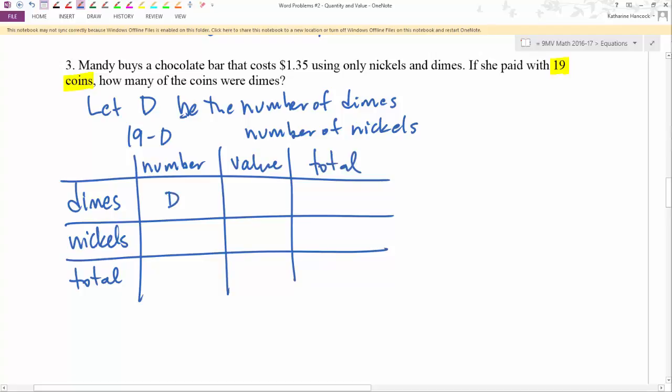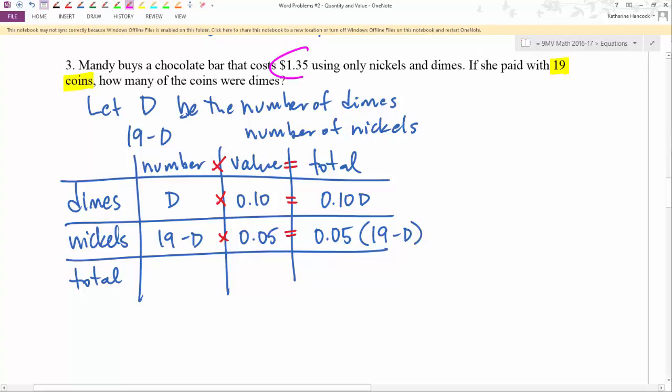I've got D dimes, 19 minus D nickels. A dime is worth 0.10. A nickel, be really careful here, 0.05. And like before, the number times the value equals the total. So the number of dimes times 0.1 is going to give me 0.10D. This is going to give me 0.05 times bracket 19 minus D. We'll have to distribute. And the total is $1.35.